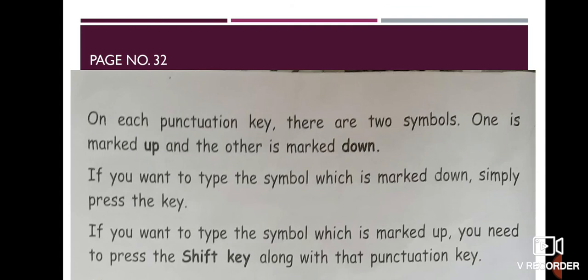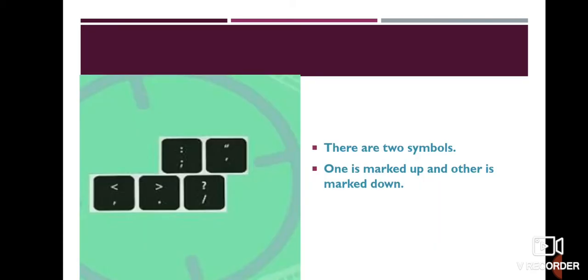On each punctuation key, there are two symbols. As number keys have two things, one a digit and another a symbol, punctuation keys have two symbols. As you can see in the picture, each key has two symbols. One is marked up and the other is marked down.